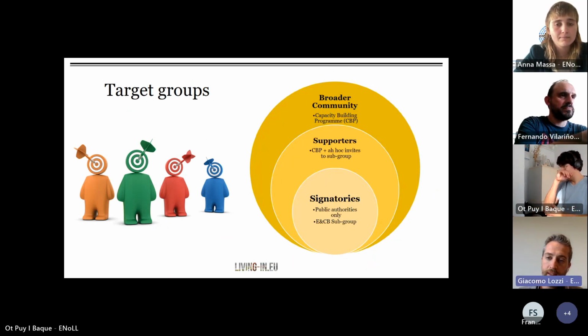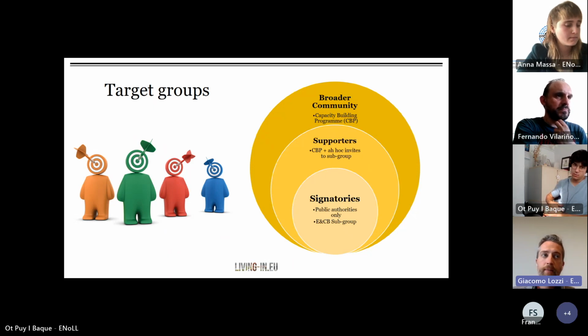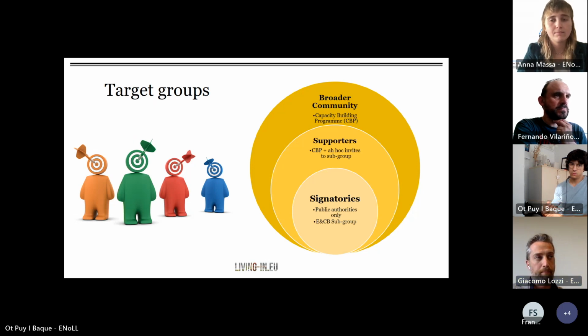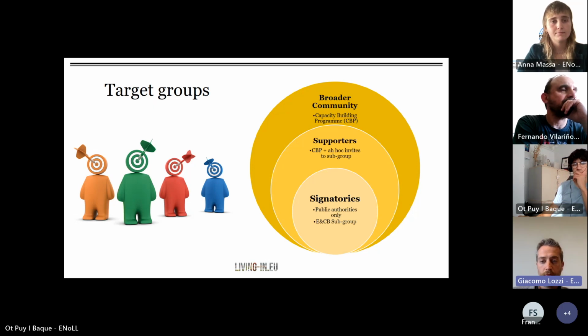We have different target groups for these capacity building activities. As I said, the core group is the signatories, the public authorities that endorse the declaration, which is the basis of the Living-in-EU community. Then we have the supporters, who are mainly industry members that provide the solutions. So, the offer side of the story, while the cities are the demand. And then we have the broader community of all the stakeholders, including research centers, civil organizations, and NGOs that revolve around these activities.